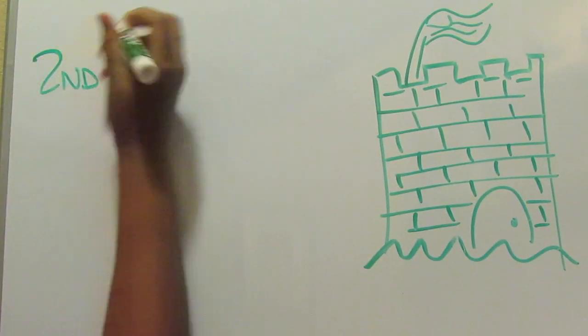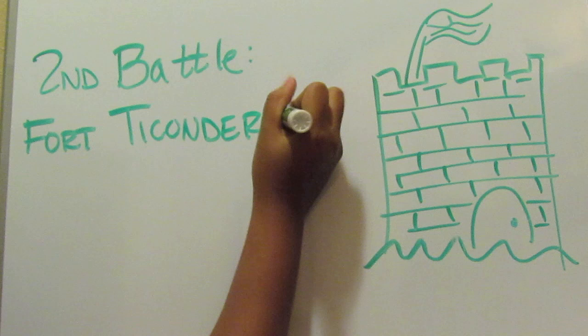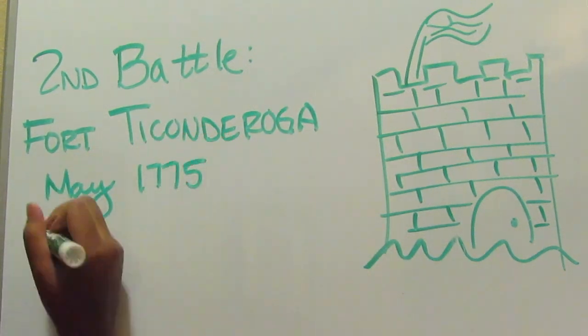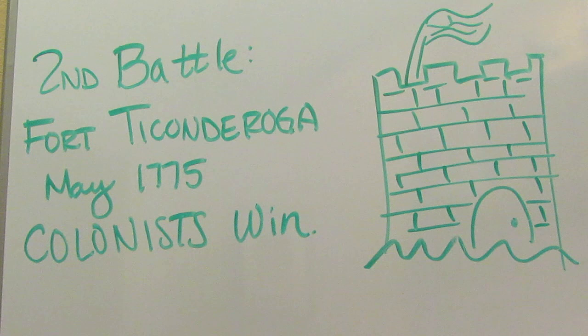The second battle was the Battle of Fort Ticonderoga. Here, Benedict Arnold, Ethan Allen, and his Green Mountain Boys set out to overthrow the fort. The British were surprised and captured by the Americans. The Americans won this battle.